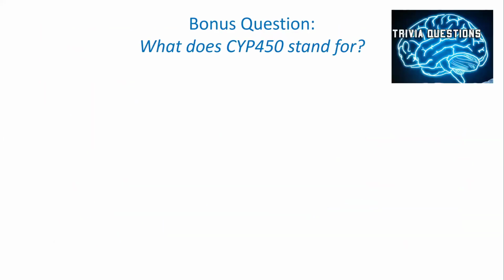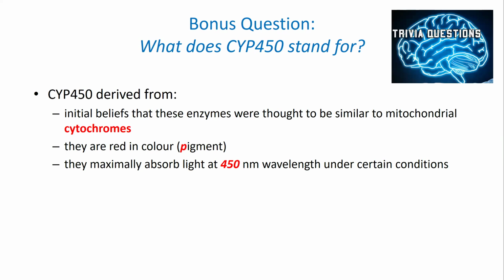Now, bonus question. What does CYP450 actually stand for? Well, this term is derived from initial beliefs that these enzymes are similar to mitochondrial cytochromes. They are red in color, so P for pigment, and they maximally absorb light at 450 nanometers wavelength under certain conditions.